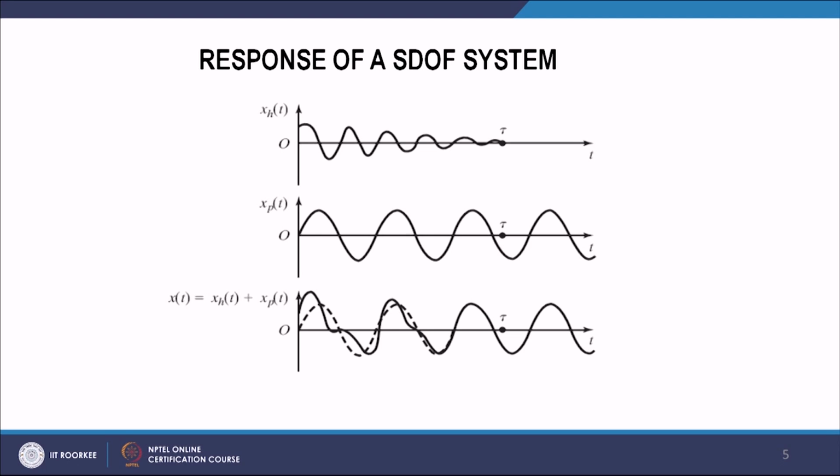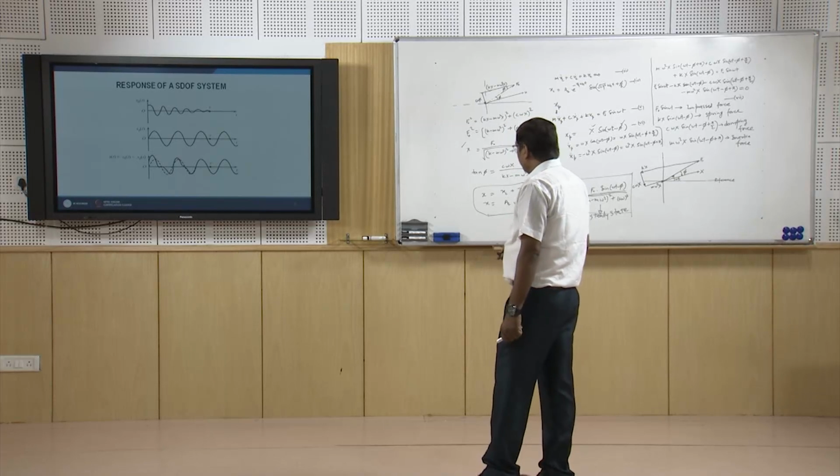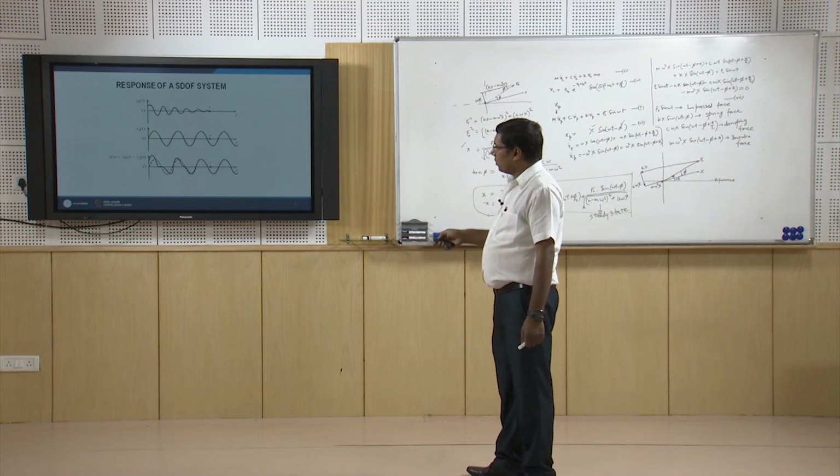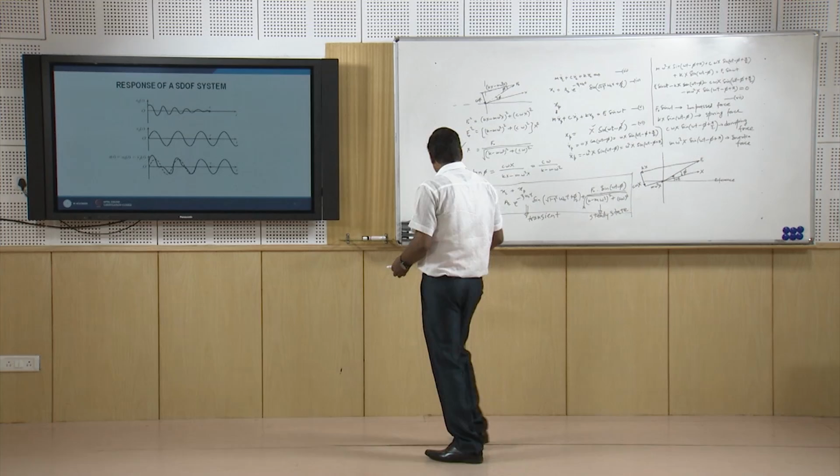So we superimpose the two and we see that initially, due to the transient part, the waveform is distorted, but when the transient part becomes 0, the response is completely harmonic with the same frequency as the force frequency, and therefore it is the steady state part of the response. So the total response is this one.